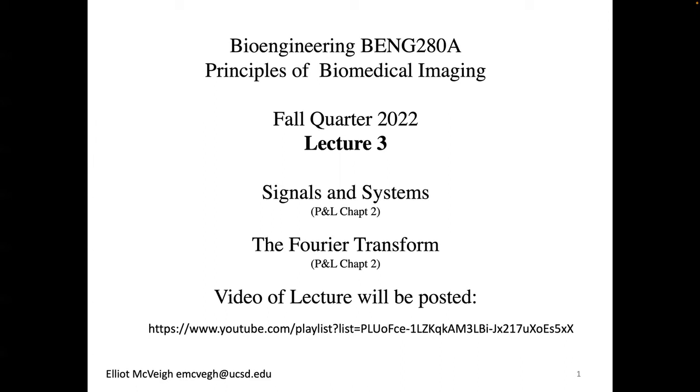So it's entirely based on the Prince and Links textbook, chapter 2. Now there'll be a couple of illustrations which don't come from chapter 2, but for the most part, it is chapter 2. And it's a reasonably good chapter.